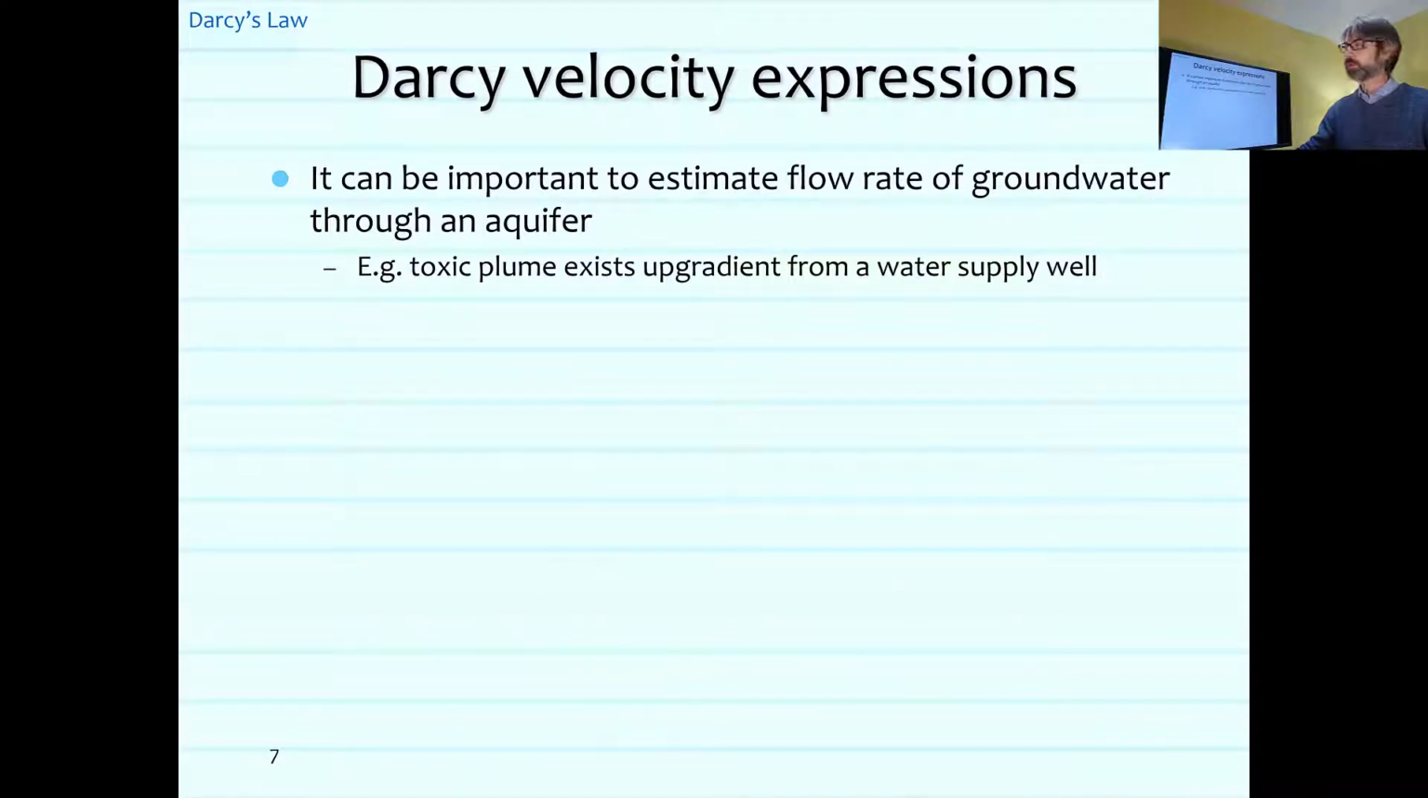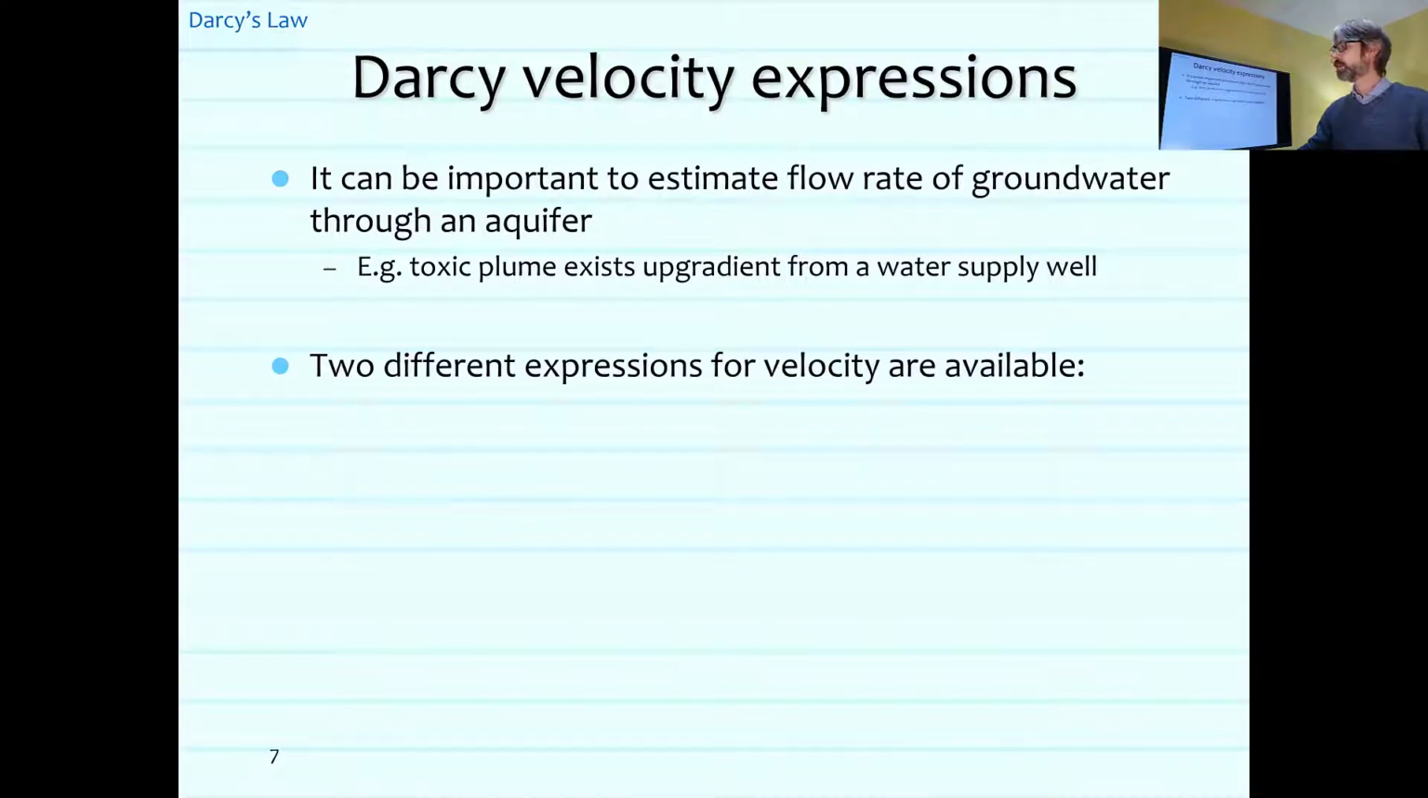Now, it can be important to estimate the flow rate of groundwater through an aquifer, in other words, the velocity. And here's an example of why. Let's imagine that we have a toxic plume that exists up gradient from a water supply well. We want to have some idea of how quickly that toxic plume is traveling towards our well.